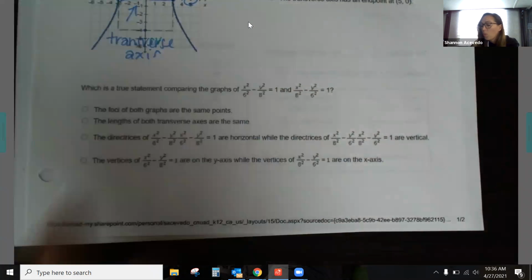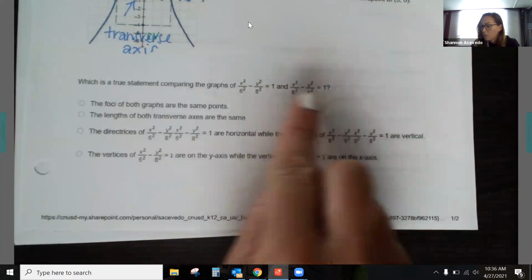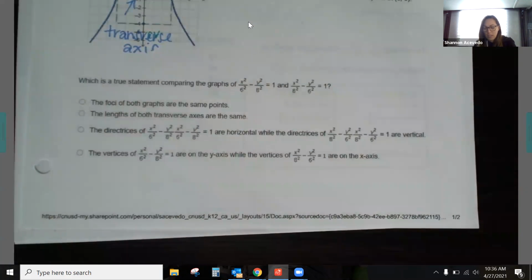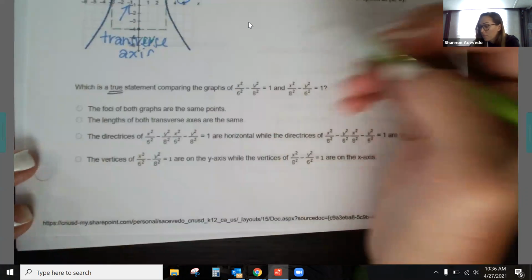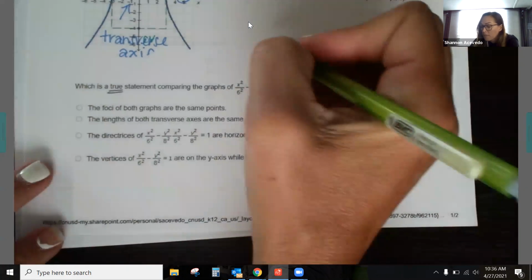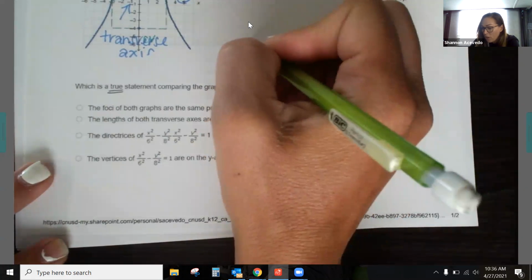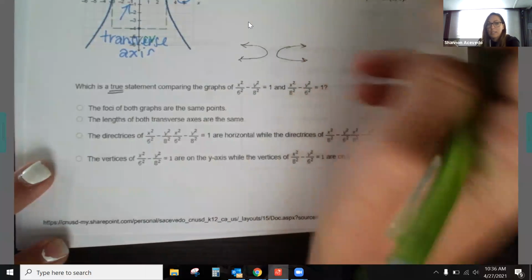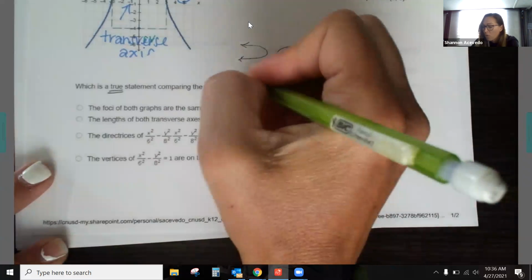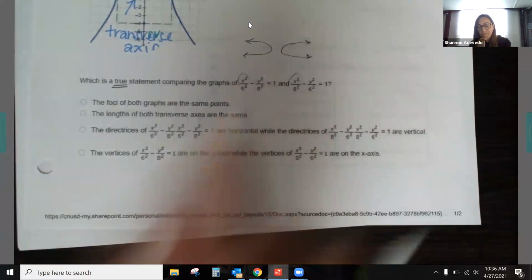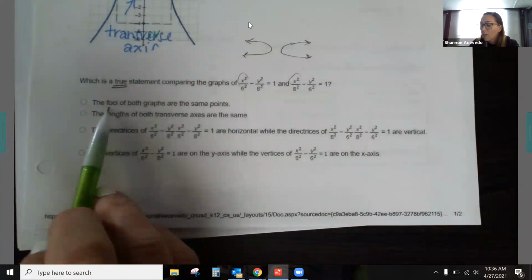The next one says, which is a true statement comparing these two graphs? So which is true comparing the graphs? When I look at this, because the x is first, I know that these hyperbolas are going to be opening left and right. Because the x is first, they're going to open along the x-axis. The x-axis goes left and right, so the hyperbolas are going to go left and right because this x value is before that negative.